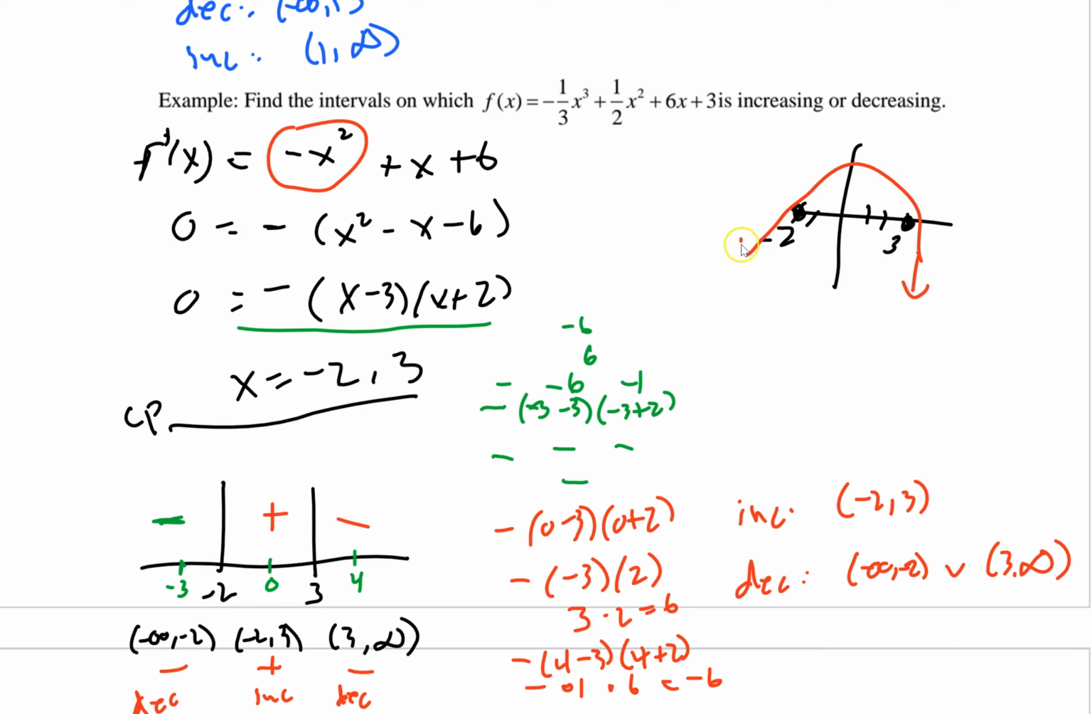Negative means you go down. So where's the negative? Where's the decreasing? Over here, where it's negative. So negative means less than -2. When's it positive or increasing? In the middle. And negative again on the right. All because I knew the x-intercepts and I knew it was a negative graph, so I had open down. So again, it's another way of doing it.